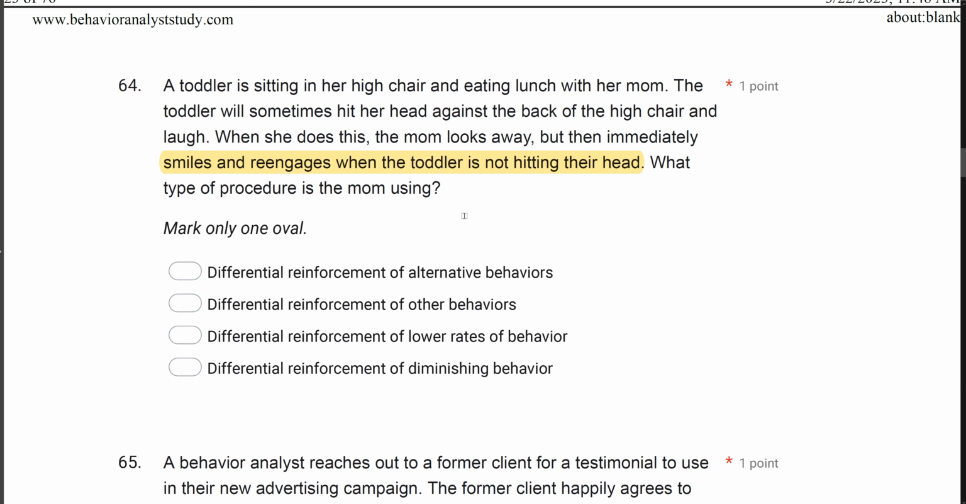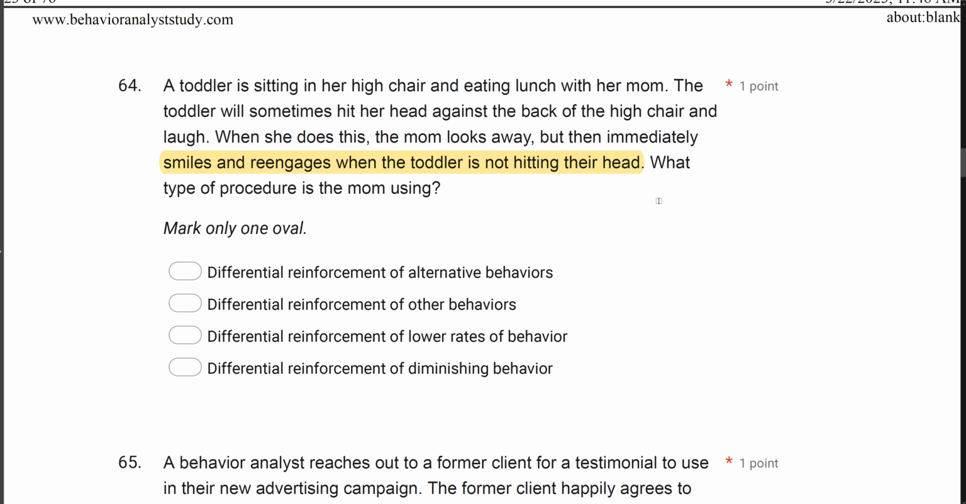Why can we eliminate this one? Well, because we're not teaching a replacement, right? We're reinforcing for a behavior not happening. So we're not teaching a specific replacement. Alternative is out. What about differential reinforcement of other behaviors? Yes, that's what we're looking for. DRO focuses on the absence of a behavior.